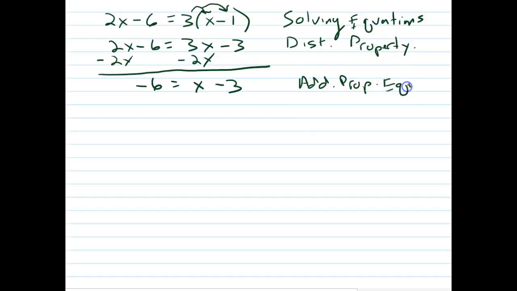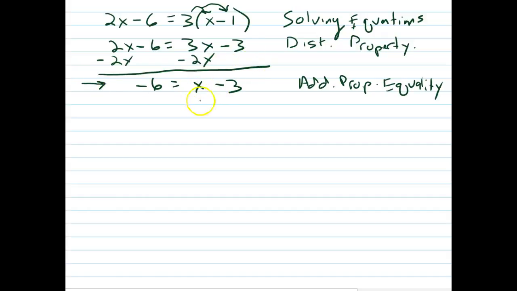And the addition property of equality says that if I add something to one side, I have to add that same thing to the other side in order to maintain the equality. And you might say, well, you didn't add here, you subtracted. But remember, subtraction is the same as adding a negative.